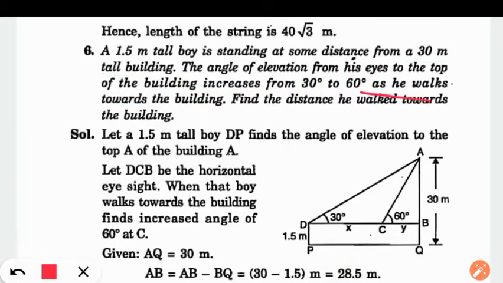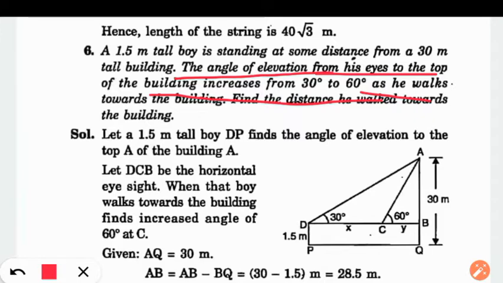degree as he walks. As I told you in the previous video, what do you mean by angle of elevation? When someone is watching from down to above, right? Or suppose you are watching from the ground, and what you are watching is the top of anything, by making a particular angle, that angle is known as angle of elevation. So, the angle of elevation from the eyes of the boy to the top of the building, what he is watching is the top of the building, and the angle of elevation increases from 30 degree to 60 degree when he starts walking.